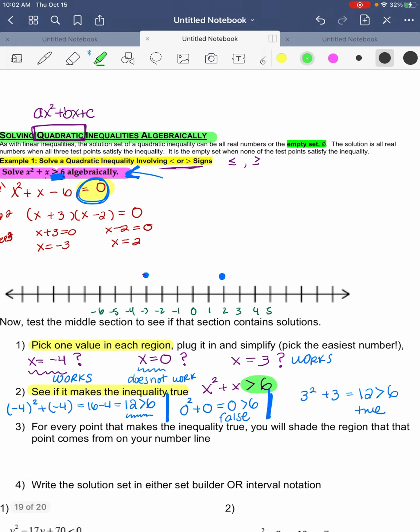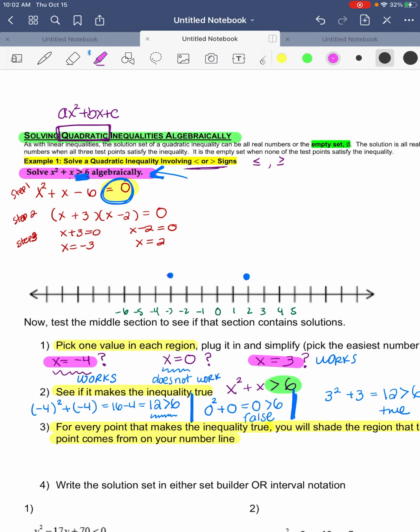Now, step 3. For every point that makes the inequality true, you will shade the region that the point comes from on the number line. Okay? So, remember, the one that worked was -4 and 3. Well, -4 is right here. 3 is right here. So now that means that the whole region works. The whole region where -4 is works. The whole region where 3 is works.